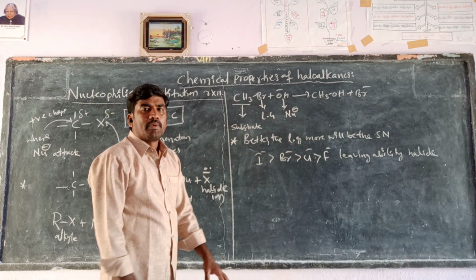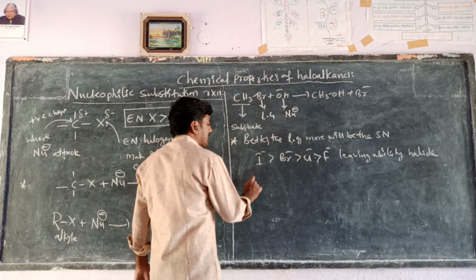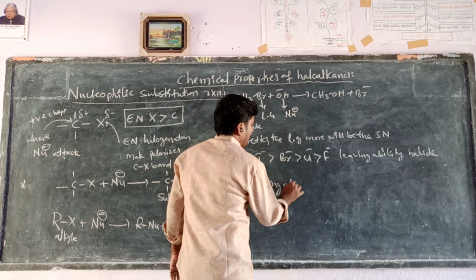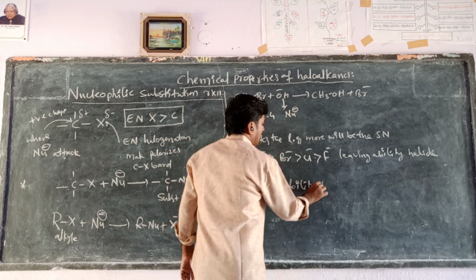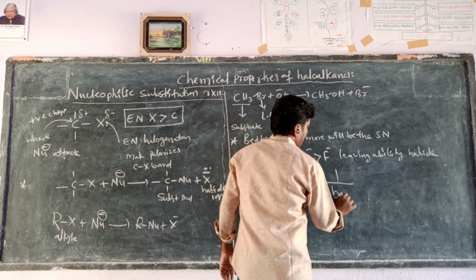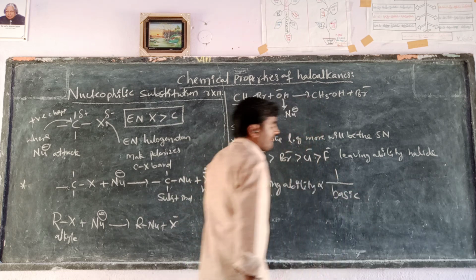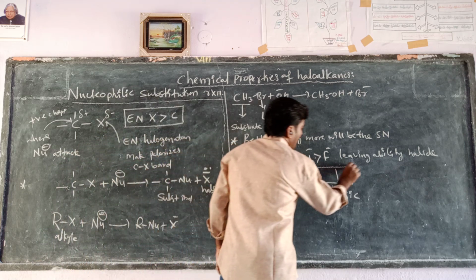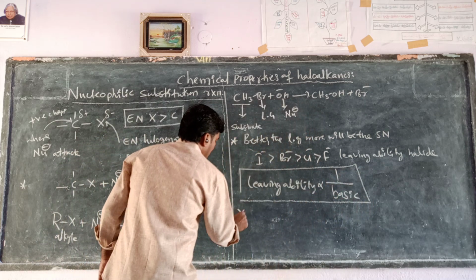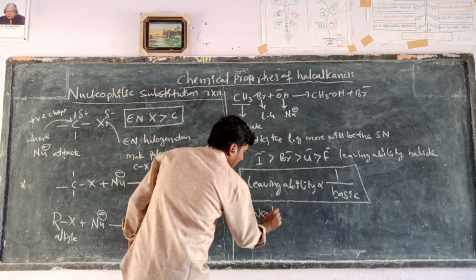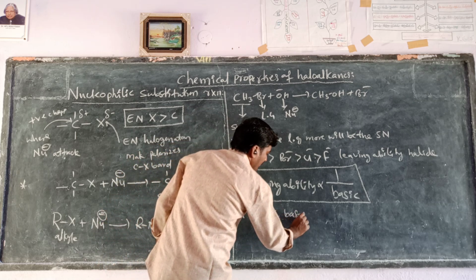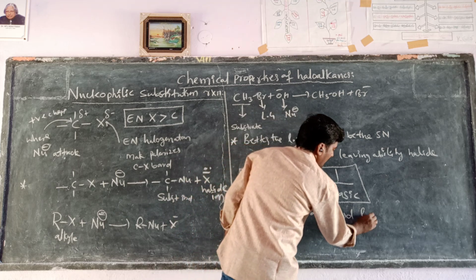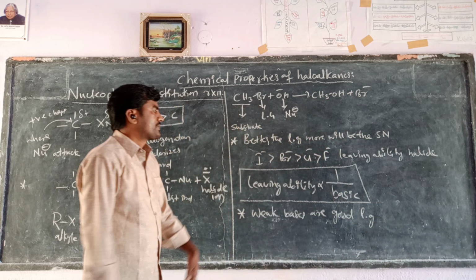The leaving ability is inversely proportional to the basic character. This means weak bases are good leaving groups according to this condition. Write that point also here: weak bases are good leaving groups.